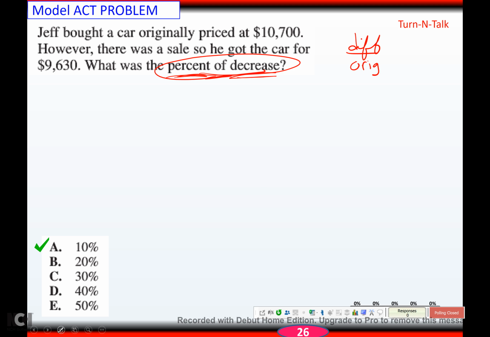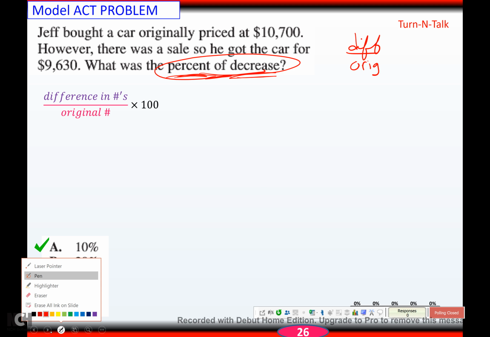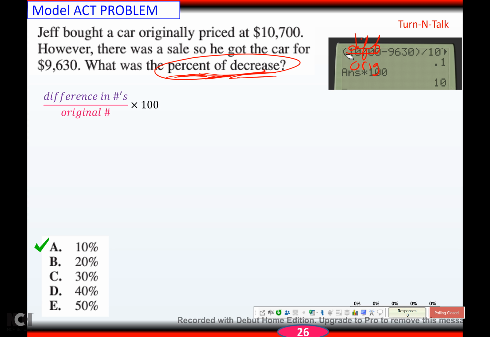So when I type this in, the difference in the price is going to be the 10,700 minus the 9,630 in parentheses, and then I'm going to divide that by the original, which was 10,700, and I get 0.1. Move it 2 places over, which is multiplying by 100, and you get 10%.